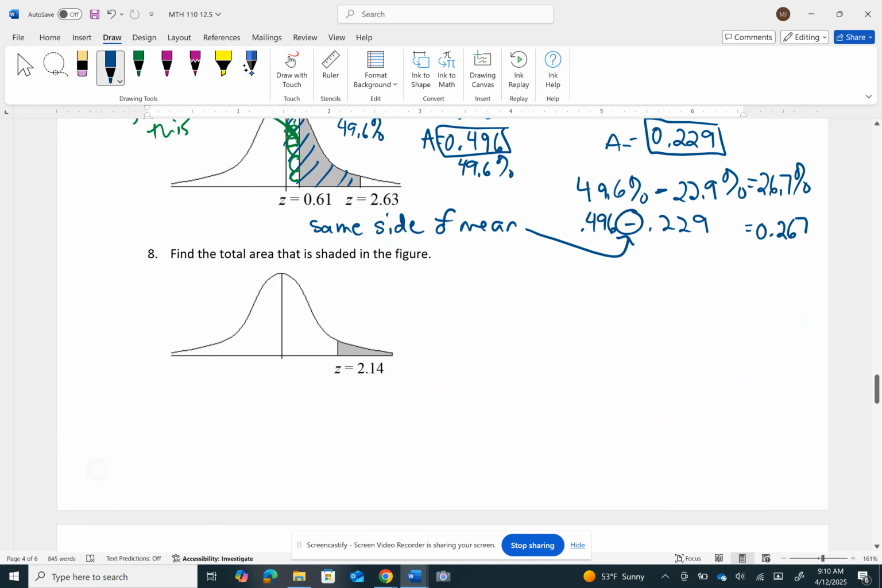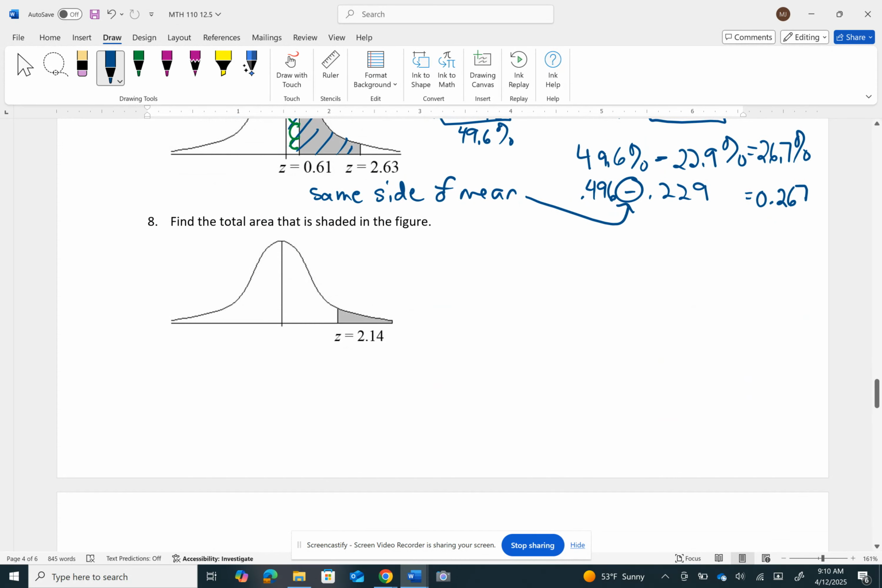Right? Now look at number 8. We have a z-score right here that's 2.14. So you can go to your table, and when you do, you get 0.484. Okay?